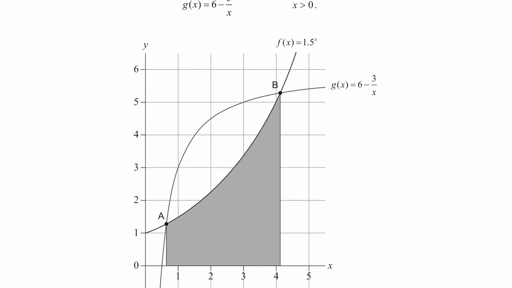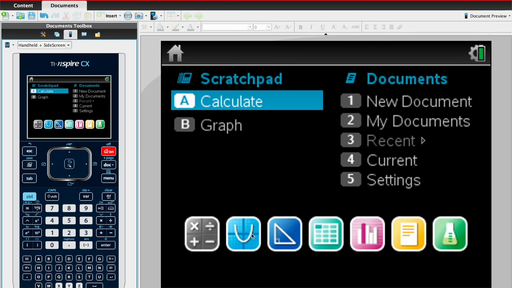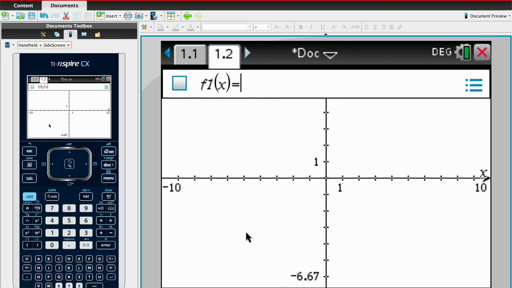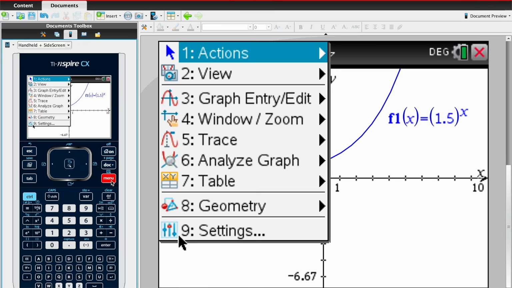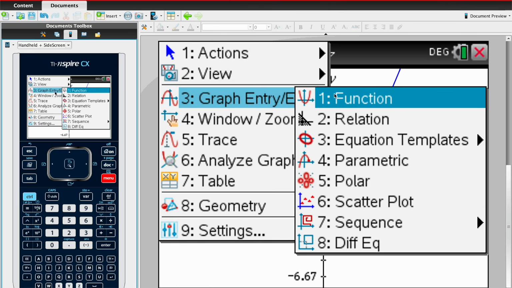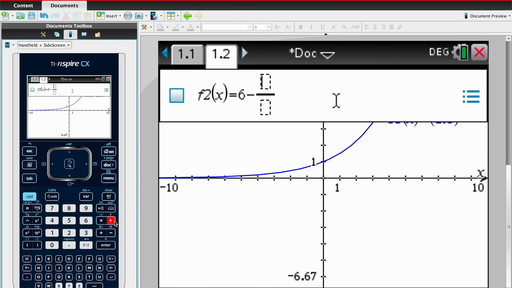So for this, we can actually just go ahead and graph both of these functions and then use the graphing calculator to find the points of intersection. So let's go ahead and do that. So here's our calculator. Let's go into our graphing section. 1.5 raised to the power of x. And then let's go menu, graph entry, and we will add 6 minus, and this is 3 over x.